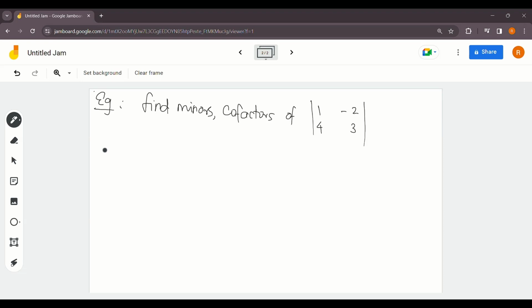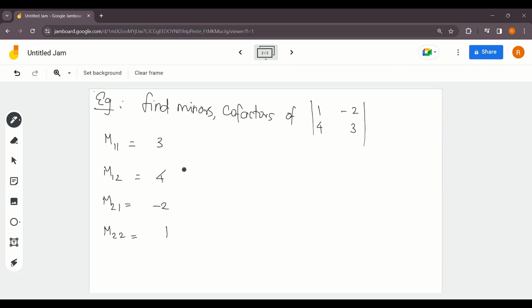Now we'll first find the minors M11, M12, M21 and M22. For M11, this is the first row and this is the first column. If you cover the first row and first column, you get 3. Similarly, for first row, second column, you cover them and you get 4. For second row, first column, if you cover them, you get minus 2. And for second row, second column, if you cover them, you get 1.